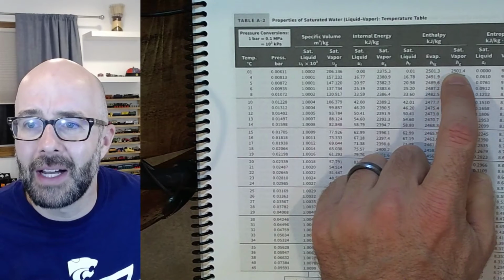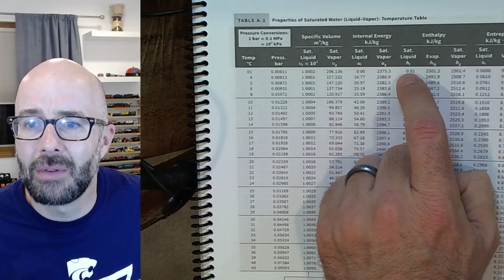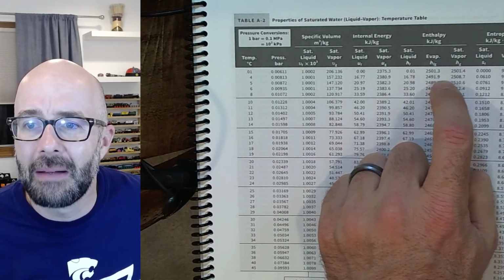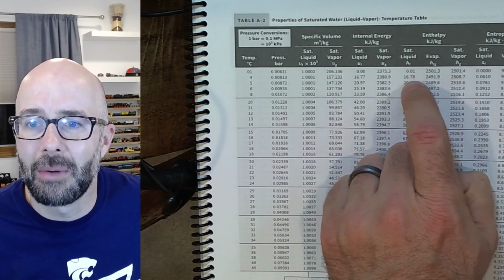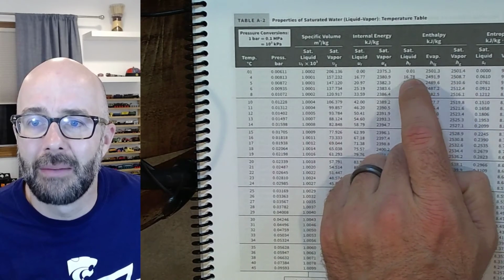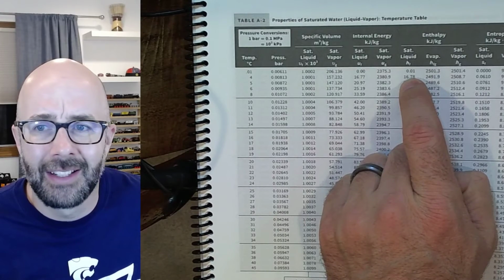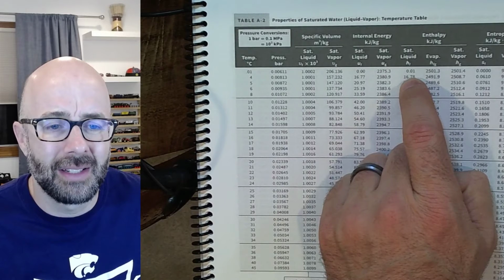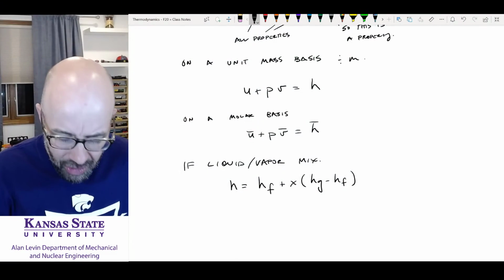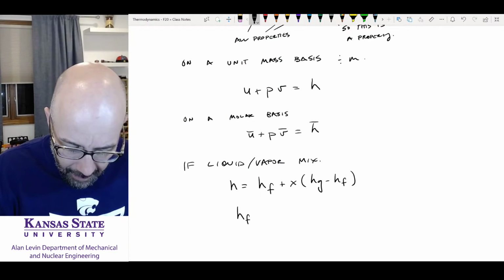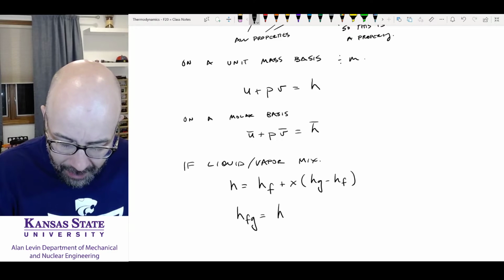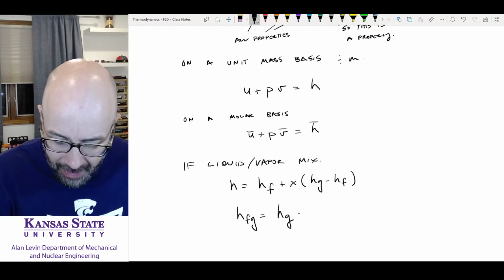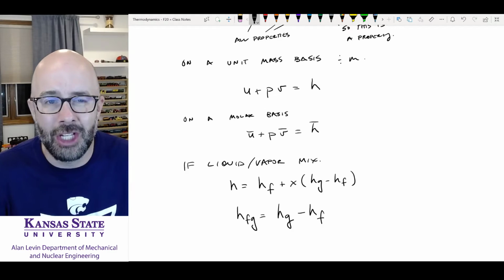Okay, what is this number? Look, 2501.4, and this is 0.01. These numbers, this is just this number minus this number. Vapor minus liquid. That's all it is. So it does some math for you to simplify things. So Hfg is equal to the enthalpy of the saturated vapor minus the enthalpy of the saturated liquid. Okay, so it's Hg minus Hf.